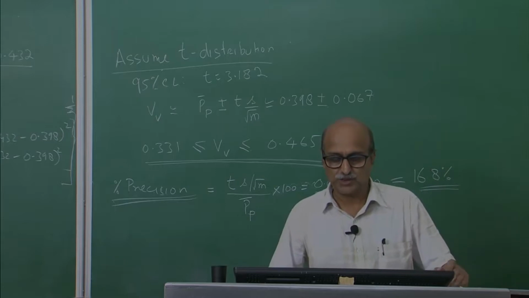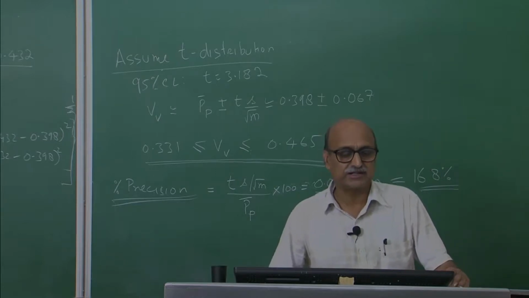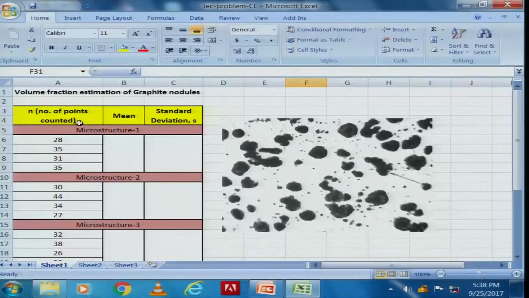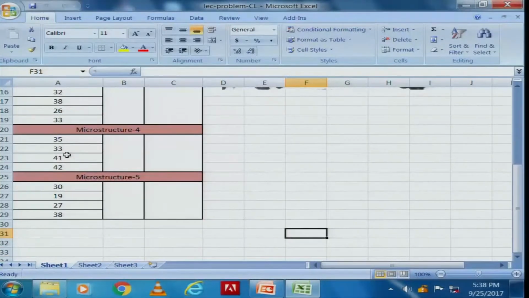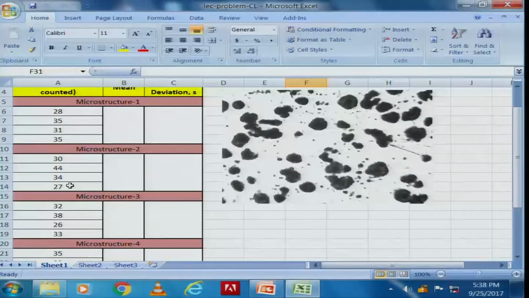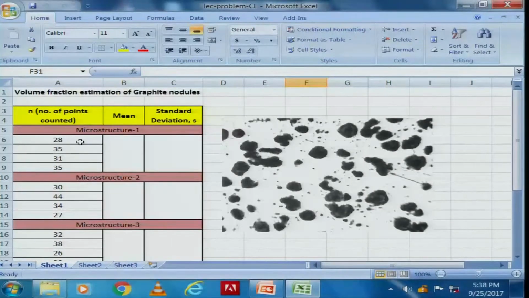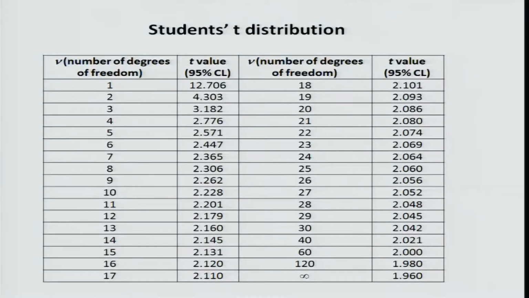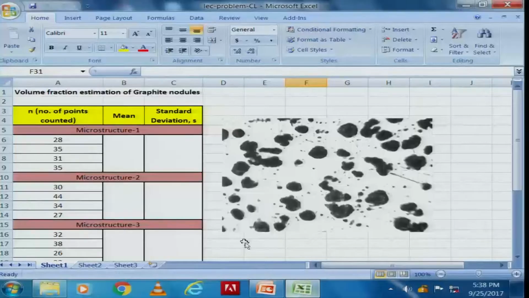Now, this perhaps may be too large, we want better precision than this, and hence what I suggest is that you look at the data not just of the 4 points that we considered, but consider all the 20 points together. So, now your m value will be 20, and if your m value is 20, if you go back to the t table, for a value of 20, meaning degrees of freedom is 19, you will have a t value of 2.093. So, one is that the t value would be different when I consider all the 20 data points here.